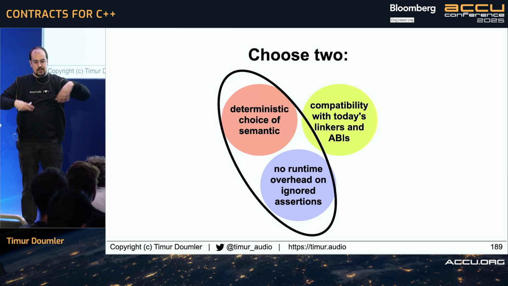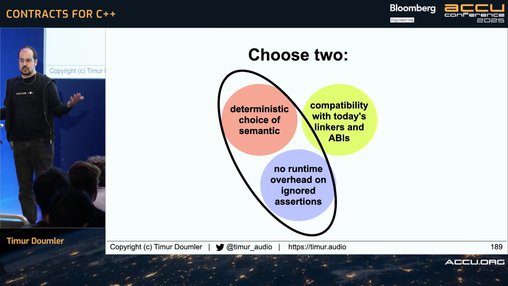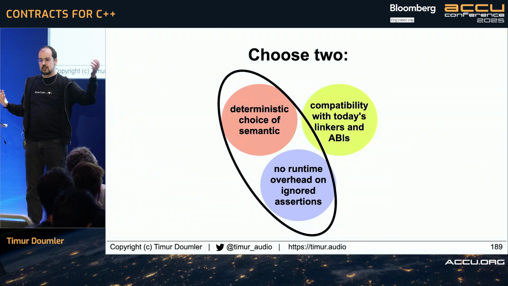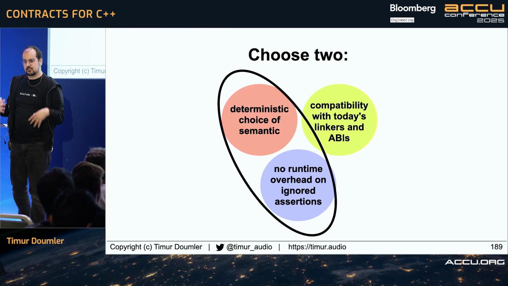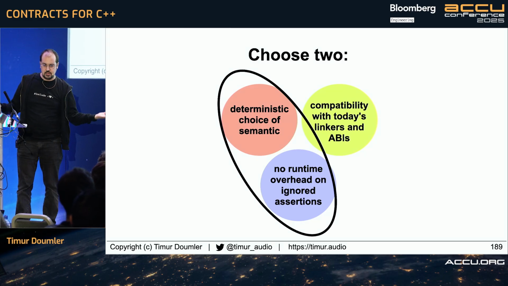But that means you need to have smarter linkers that do new stuff. So that would force everybody to update their linker. We cannot do that, right? So we can do that as an option, but we cannot force the entire community to do this.